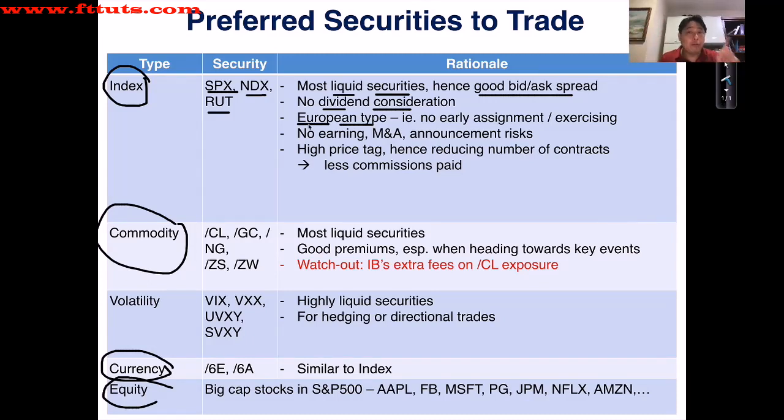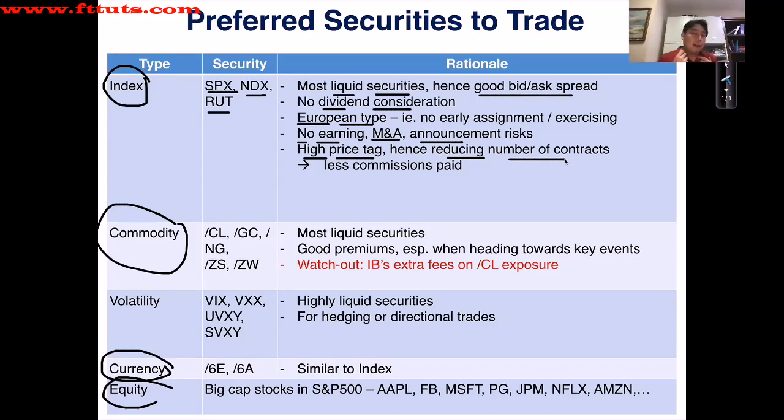And as I mentioned before, for indexes, there's no concern about earnings or any announcements like the CEO died, or there's some kind of M&A activity, mergers and acquisitions. Indexes also tend to have higher price tags, and so they reduce the number of contracts we need to trade, hence we pay less commissions. So that's the advantage of trading on index options, or options on index, so to speak.